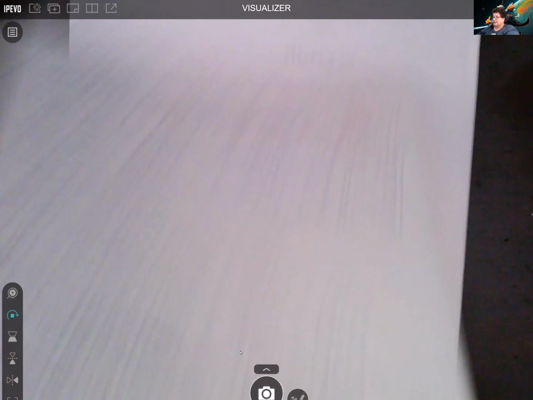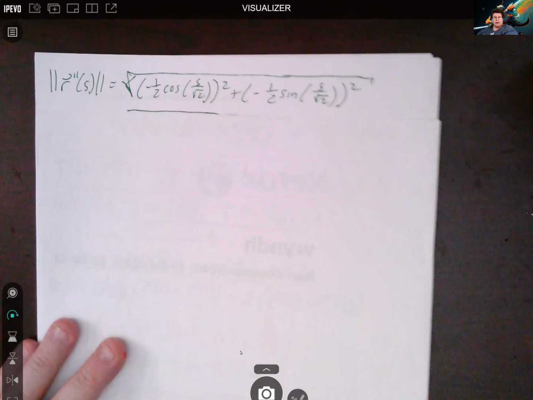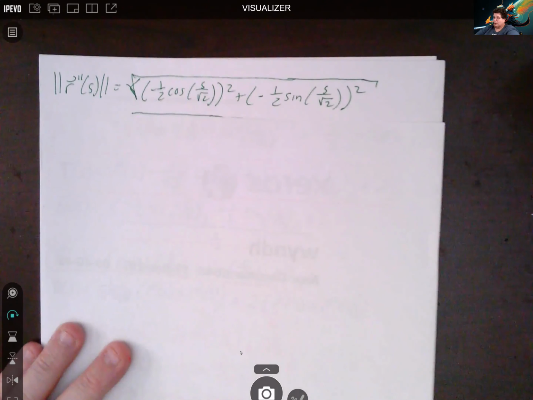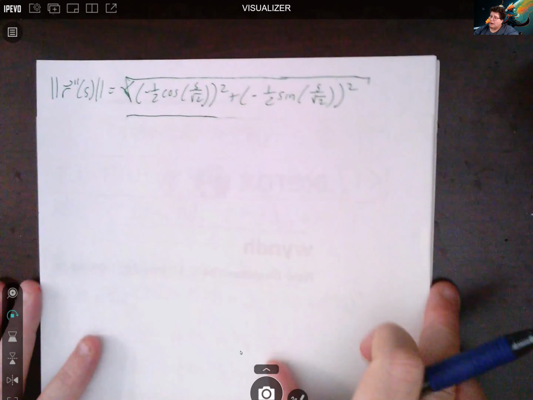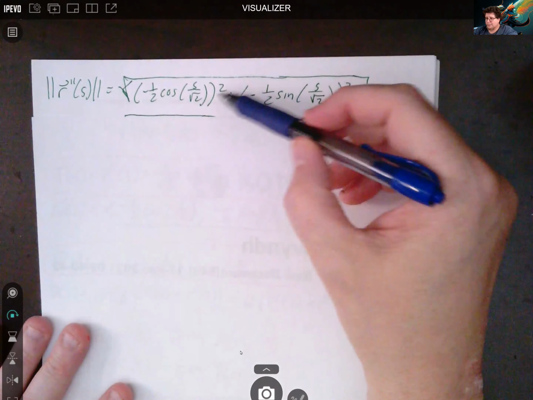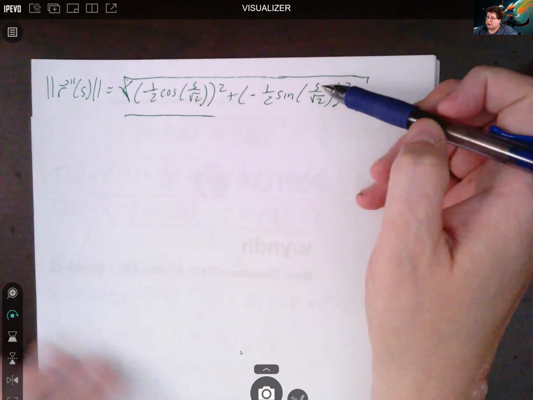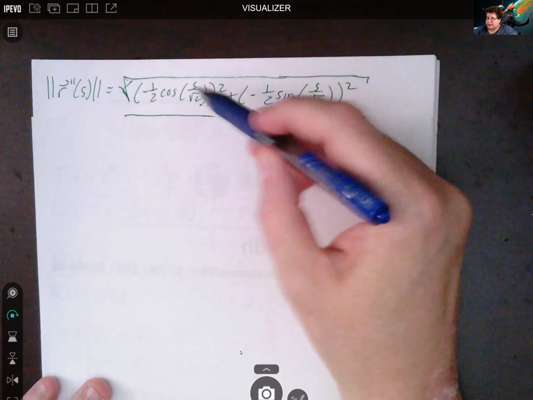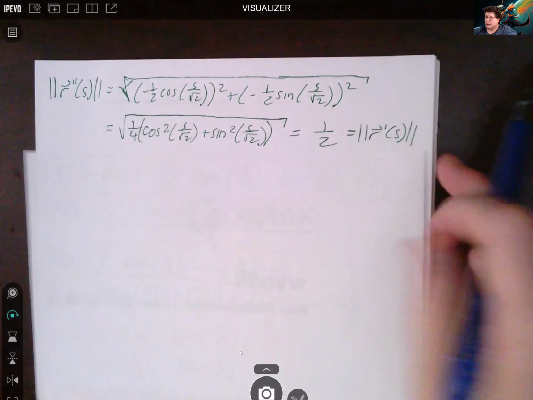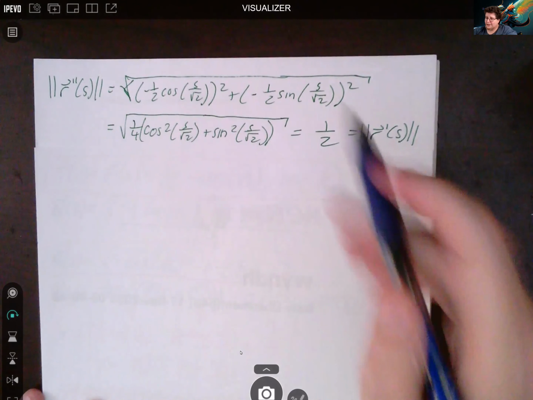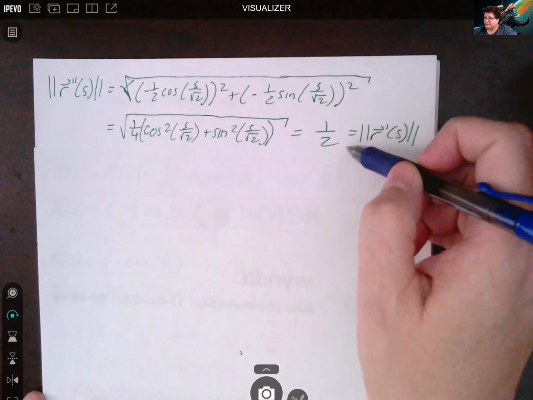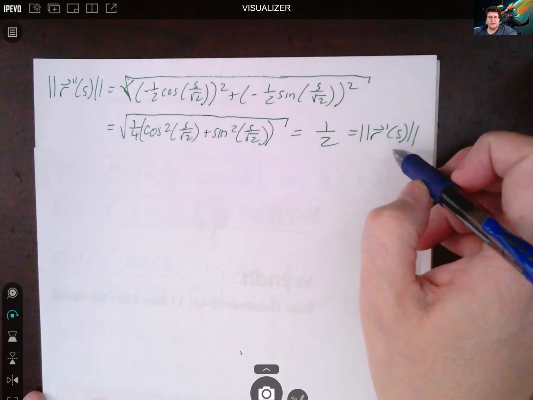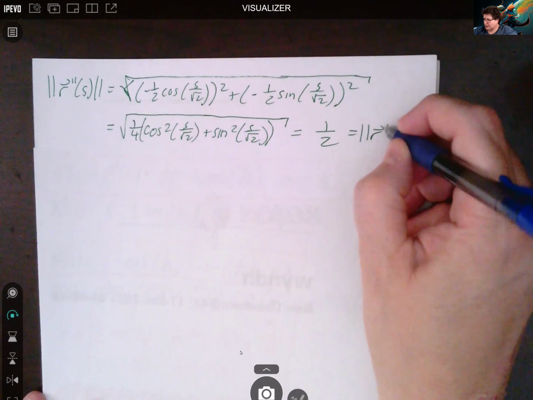Let's keep looking at what happens on the next page. We needed the magnitude of r double prime. So I threw the components in, squared them, taking the square root. Negative 1/2 squared is 1/4. You will see we get a cosine squared and a sine squared. So we end up just having the square root of 1/4, which is 1/2. And that's the magnitude of r double prime.